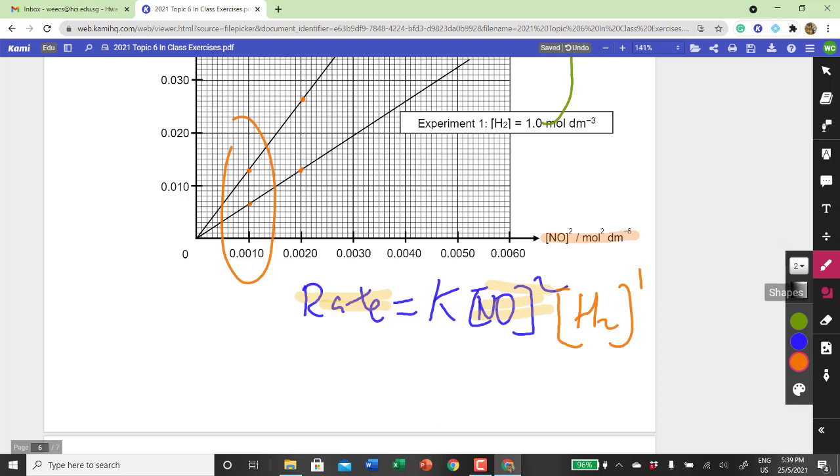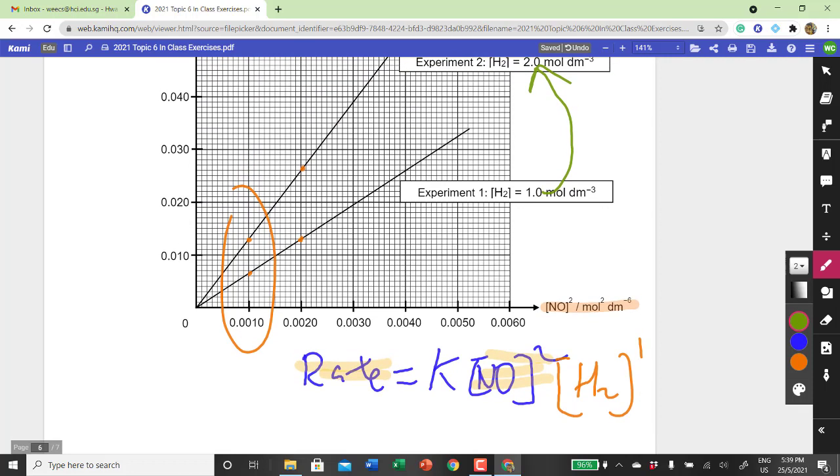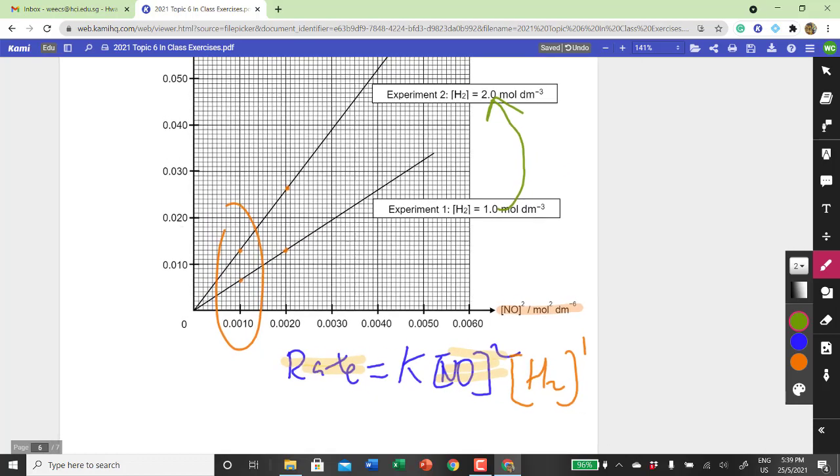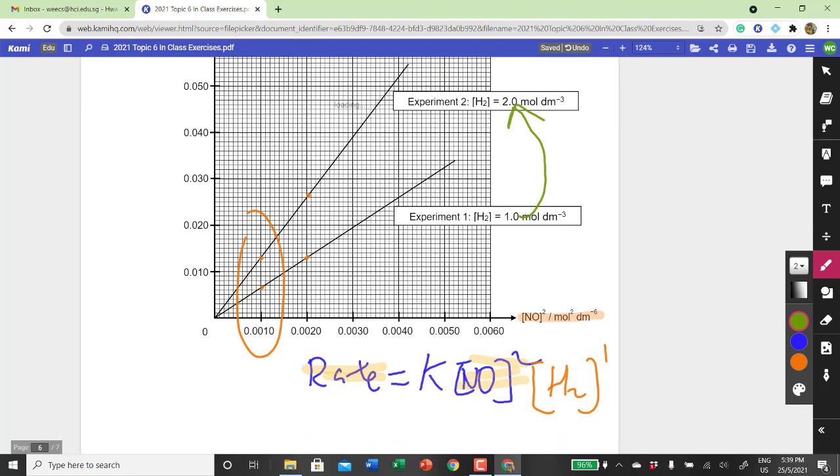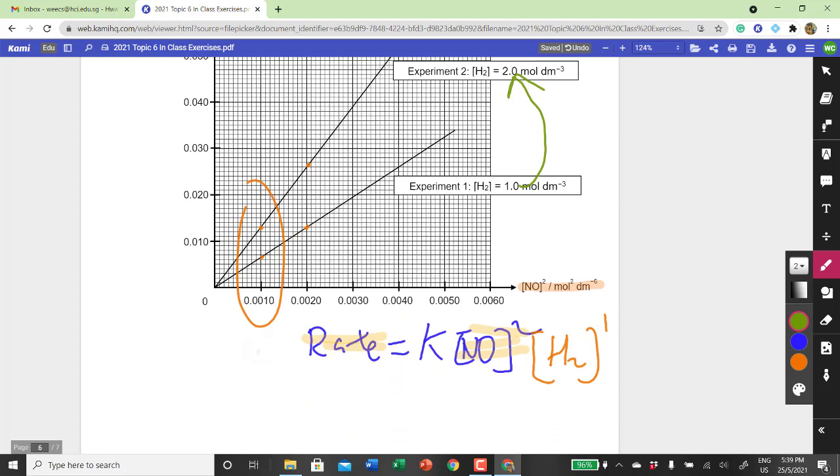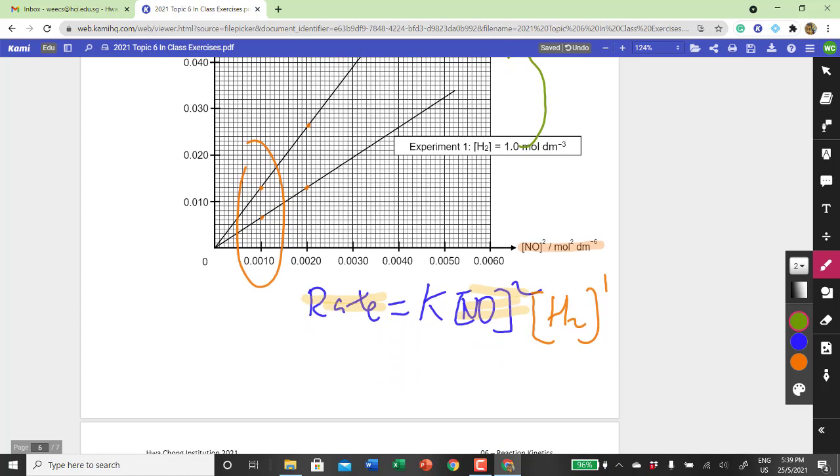Then some of you again might be wondering, and that's a perfectly legitimate question: how come, although overall it is third order, it is still a straight line that passes through the origin when you plot rate against concentration of NO squared? Well, let's look at just a random initial concentration of NO squared. The initial value of NO squared will be 0.0010.